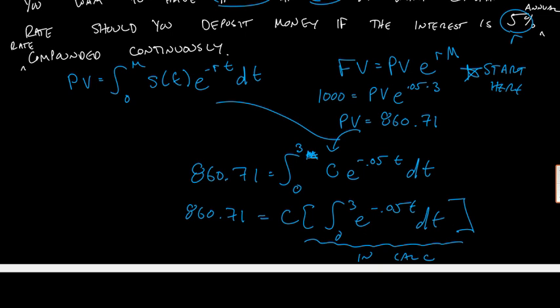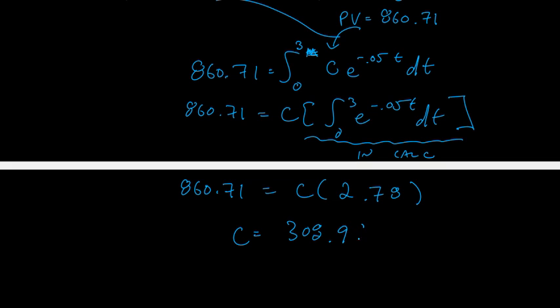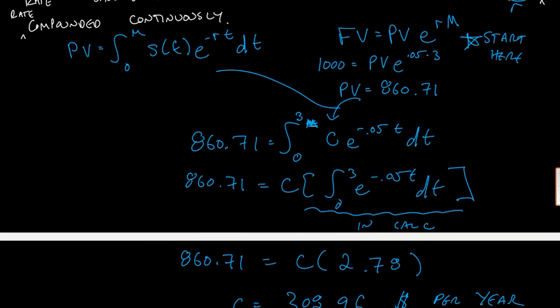Remember that the integral of e to the kt is 1 over k e to the kt. But if you did this in your calculator, you would find out that this is equal to C times about 2.78. And so to solve for C, you would just divide. We would find that C is equal to about $308.96 per year. So the whole way we solved this was just simply by looking at the two formulas I knew and just filling in what I could.